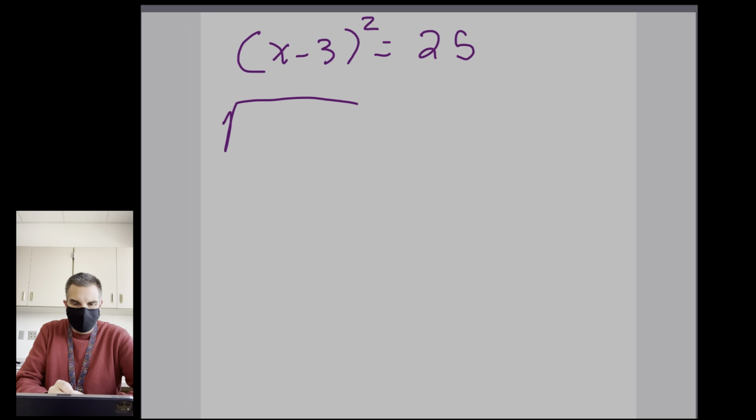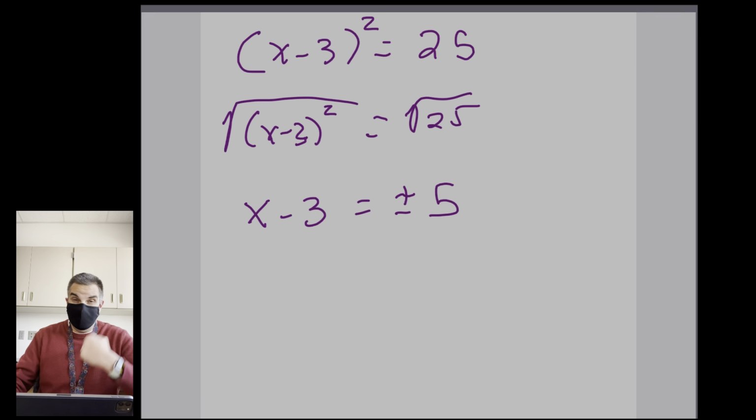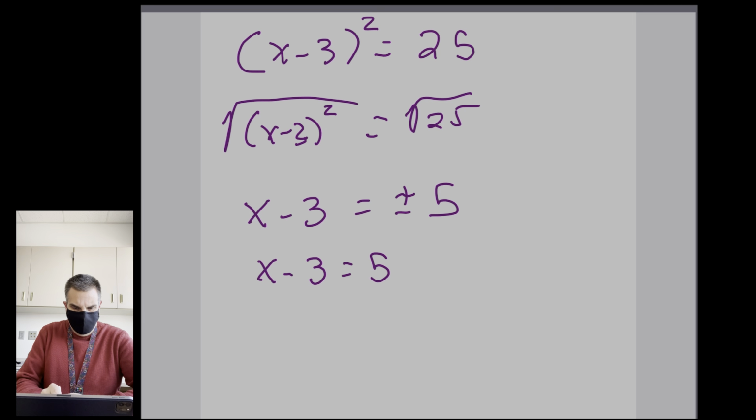So if we take the square root of something squared, it just kind of cancels that out. So we're just left with x minus 3. And that's going to be the square root of 25. But remember, the square root of 25 is plus or minus 5. And that plus or minus 5 is important now because we're going to have two solutions to this. And it's not just going to be 5 and negative 5. It's going to be x minus 3 equals 5. That's your first solution. So you solve that and you get x is equal to 8.